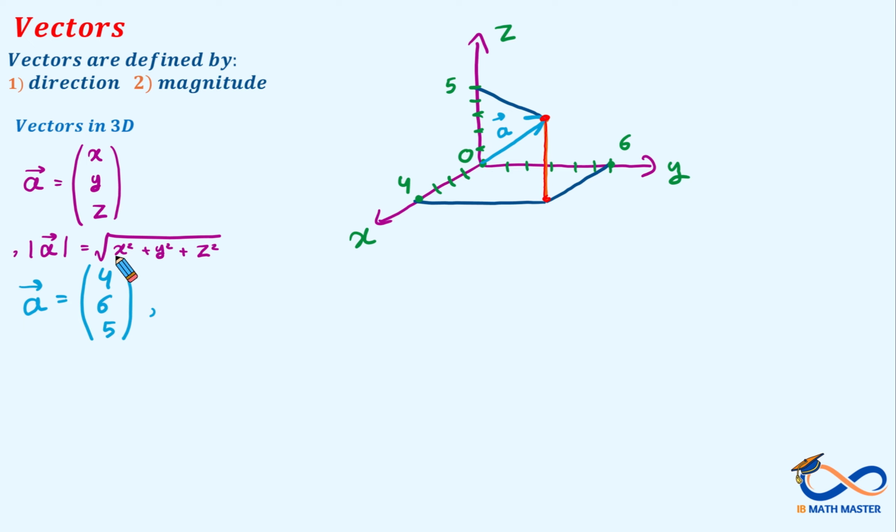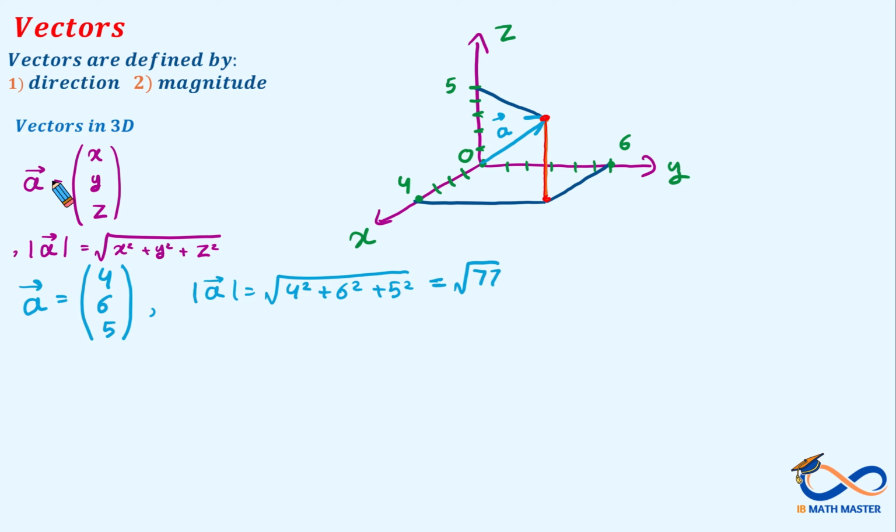So now, when we calculate the magnitude of this vector A using this formula here, the magnitude of A will be these components squared, 4 squared plus 6 squared plus 5 squared under the square root, which is the square root of 77.